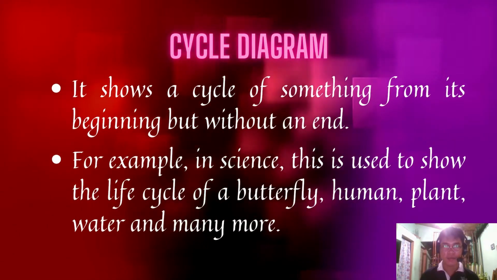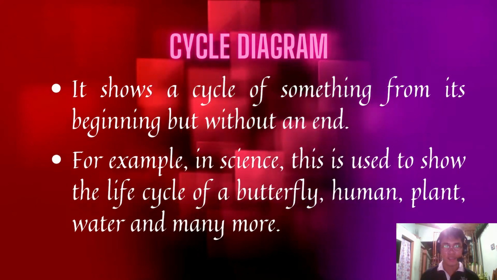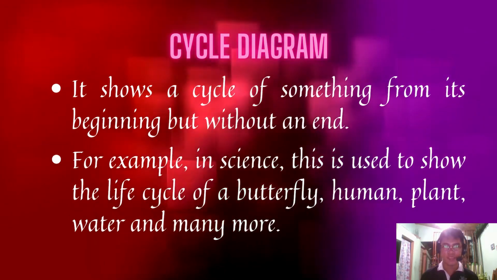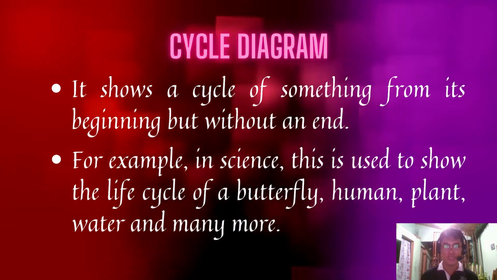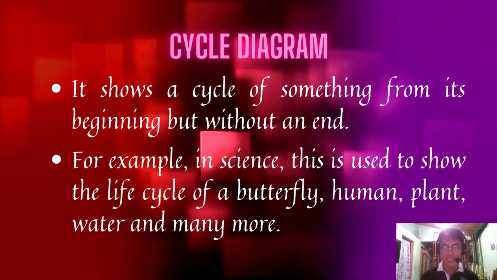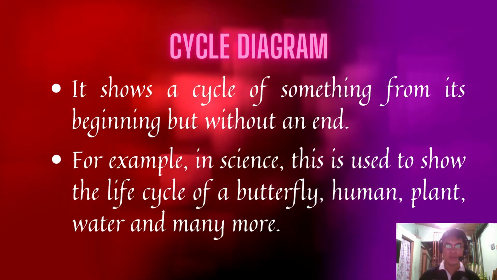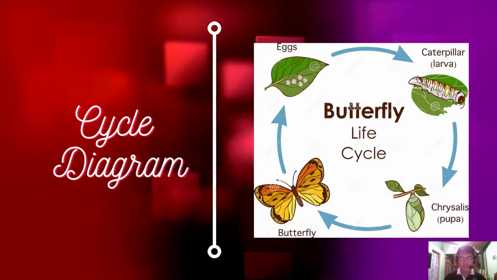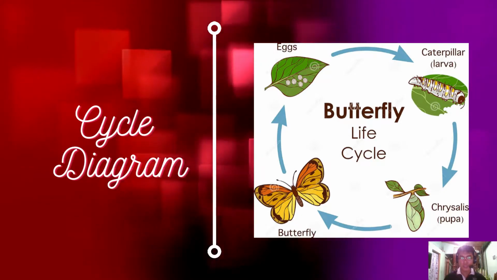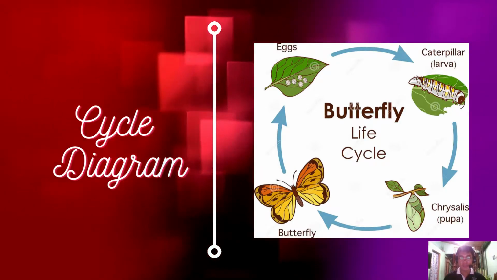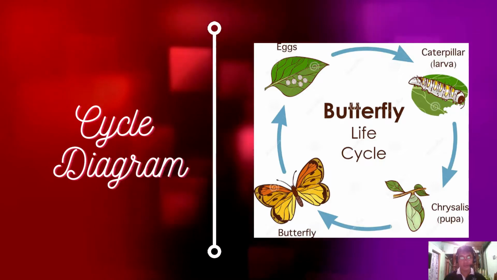First, we have the cycle diagram. It shows a cycle of something from its beginning without an end. For example, in science, this is used to show the life cycle of a butterfly, human, plant, water, and many more. Okay? So this is the example of a cycle diagram. Cycle diagrams are mostly used in science where they represent the life cycle of an insect or a human.